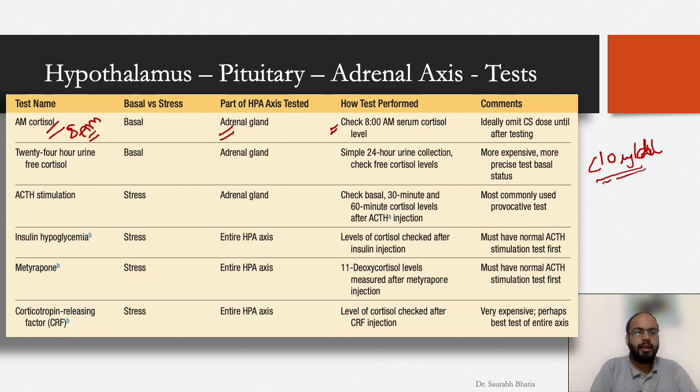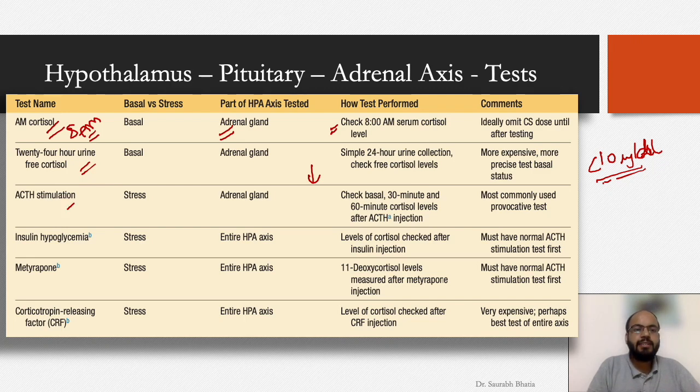Clear? You can also measure 24-hour urine-free cortisol. That means how much cortisol is there in the urine. Remember, in the first slide we were discussing that cortisol is excreted from the body through kidneys unchanged. So we'll measure the amount of cortisol in the urine, and if that cortisol is less, that means the body is not producing enough cortisol and the HPA axis is suppressed.